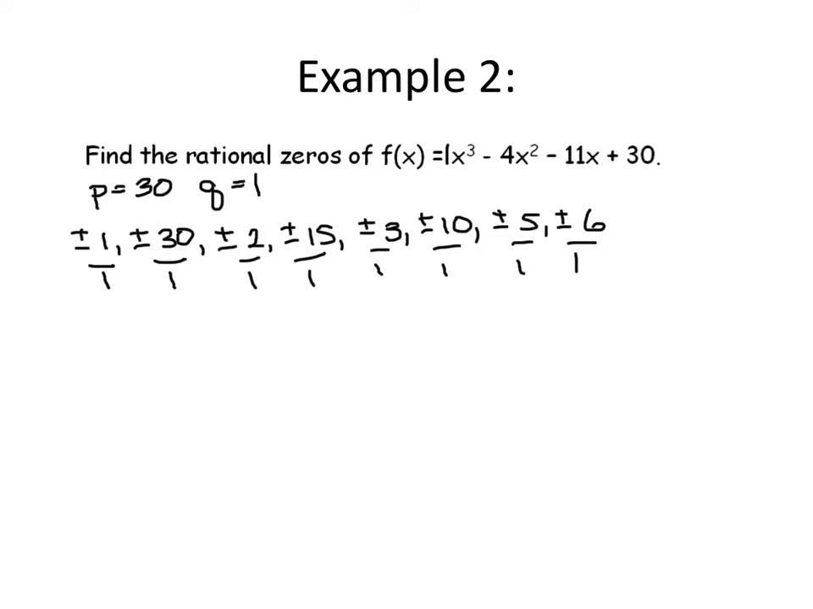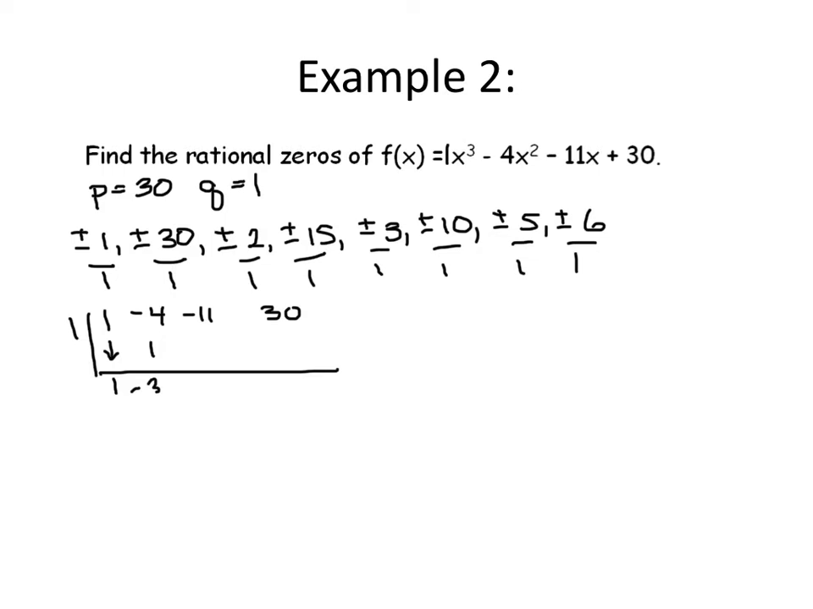Okay? So now we need to start with one of them that works. And again, I always start with plus or minus 1 for some reason. So I'm going to start with 1. All right, I'm going to list the coefficients 1, negative 4, negative 11, 30. Drop down the first term, 1. Multiply, negative 3.